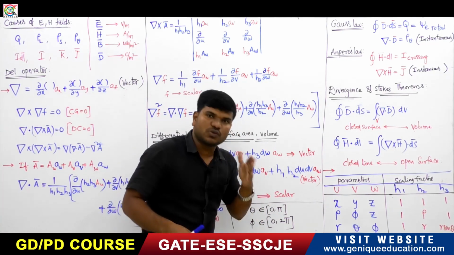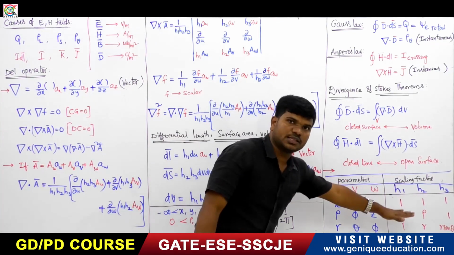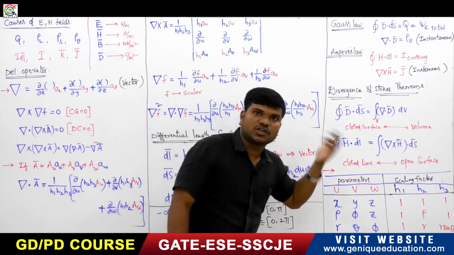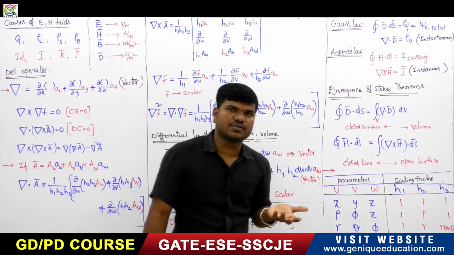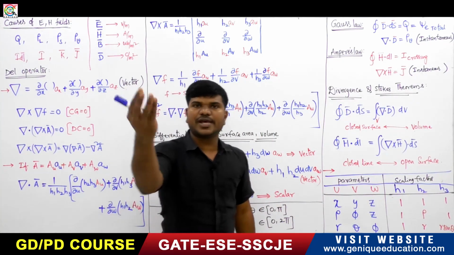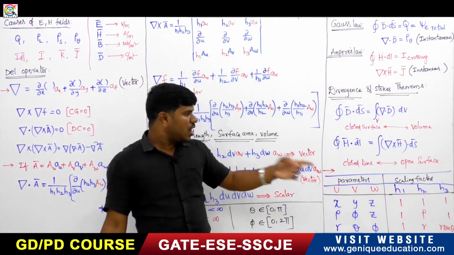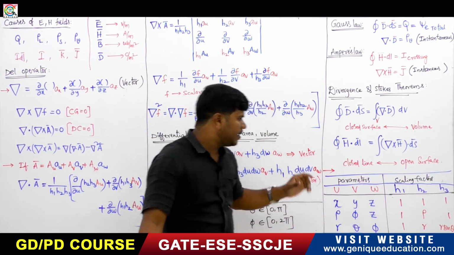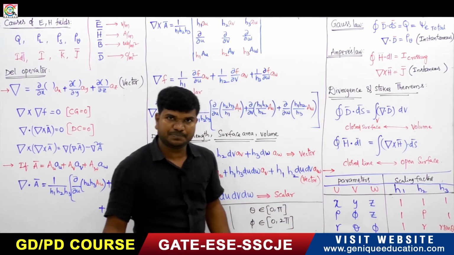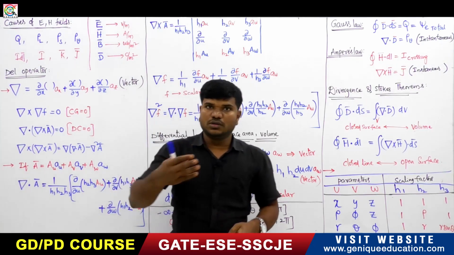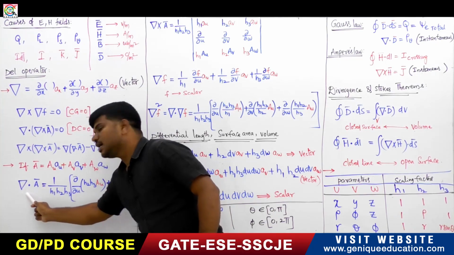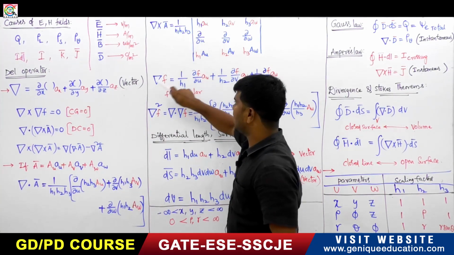Okay. So for that we have to concentrate on this table. This table will help you ever. Whenever you are dealing with electromagnetic theory, antennas, waveguides or microwaves, this table is very, very important for you because mainly we are using three types of coordinate systems. Those are the Cartesian coordinate system, cylindrical coordinate system and spherical coordinate system. So I am writing a generalized formula for divergence, curl and gradient.